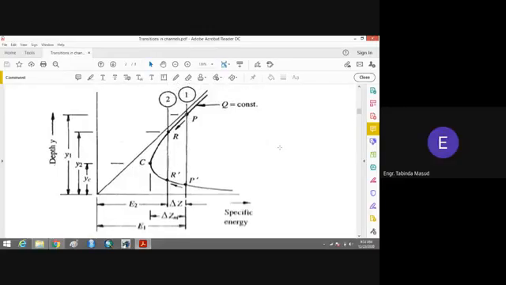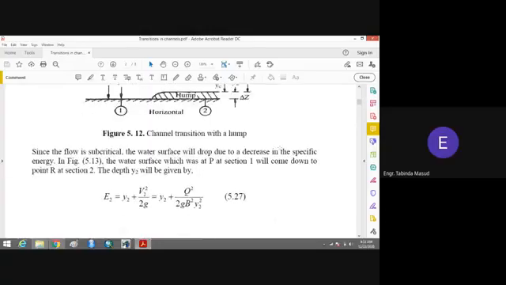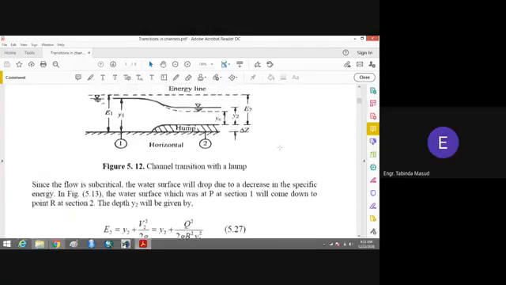Okay, in case of the steep slope, now if we look at the same figure, this was the figure of the mild slope, where we have section 1 at the upstream side and section 2 over the hump. In case of the steep slope, we will again have the same situation. We will assume that section 1 is on the upstream side and section 2 is over the weir. However, the situation will be different.